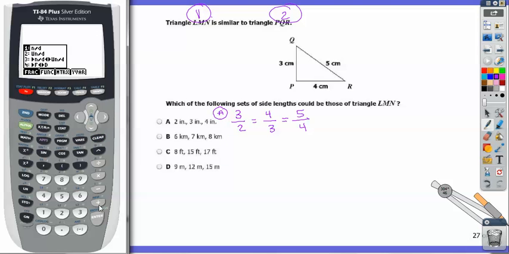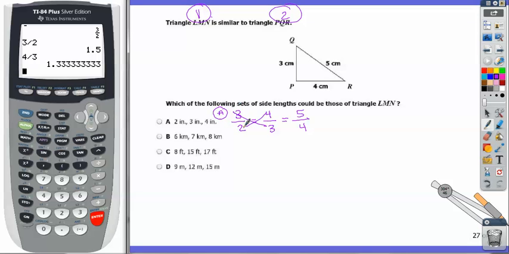I'm going to use my alpha y equals just to keep you guys on your toes and remembering how to do it. 3 halves is 3 halves. That's not going to help me. 3 halves, I could hit math and go decimal, is 1.5. 4 thirds, is that 1.5? It's not. As soon as I know that this is not true, then I know that gets an X.